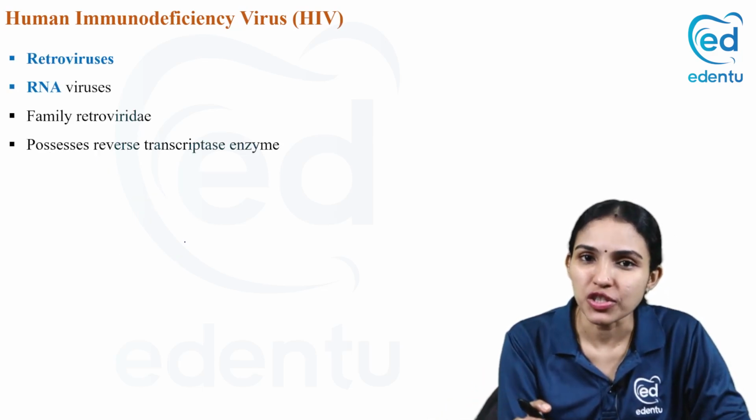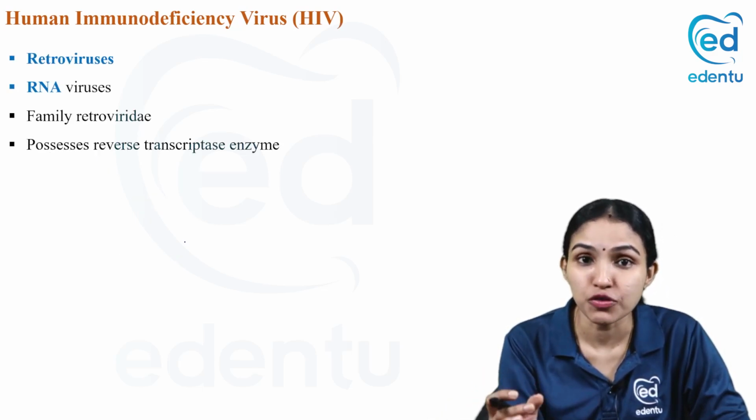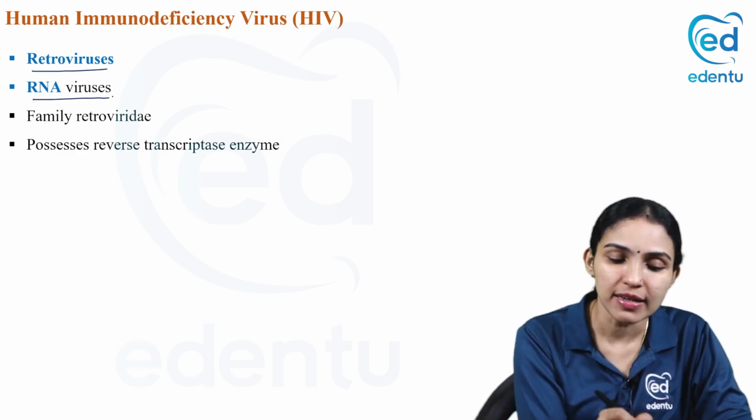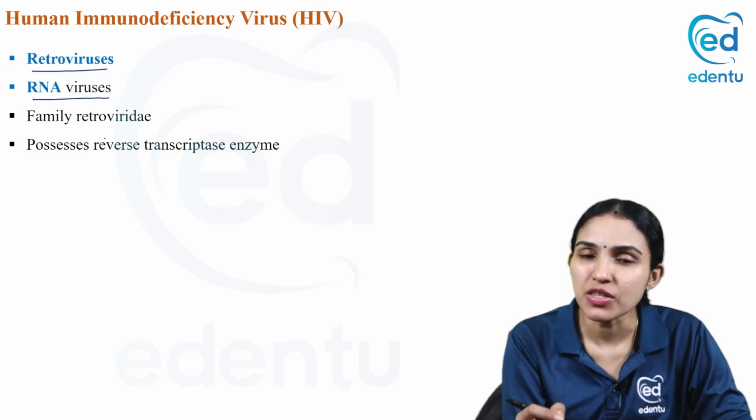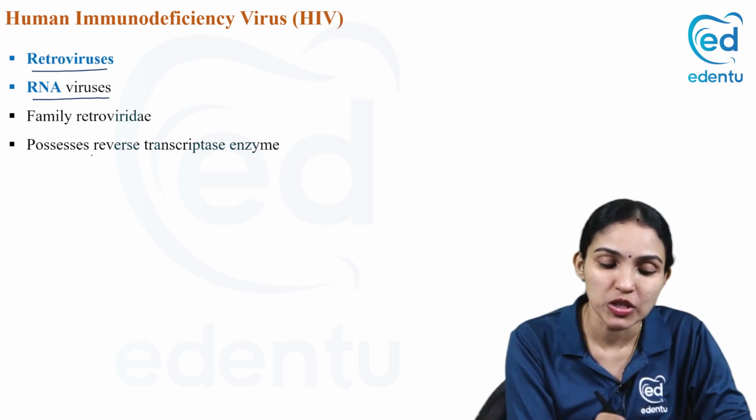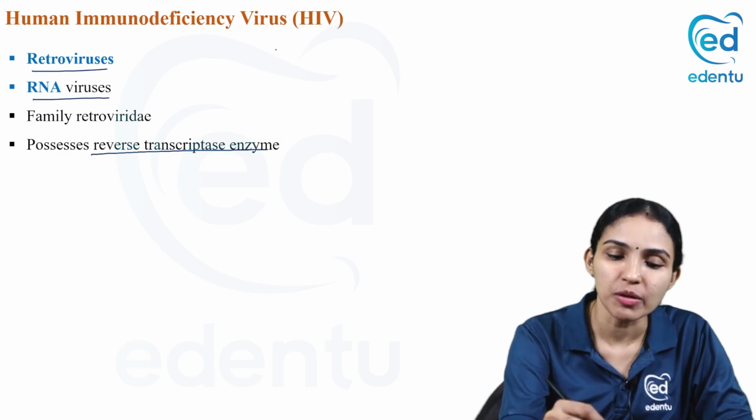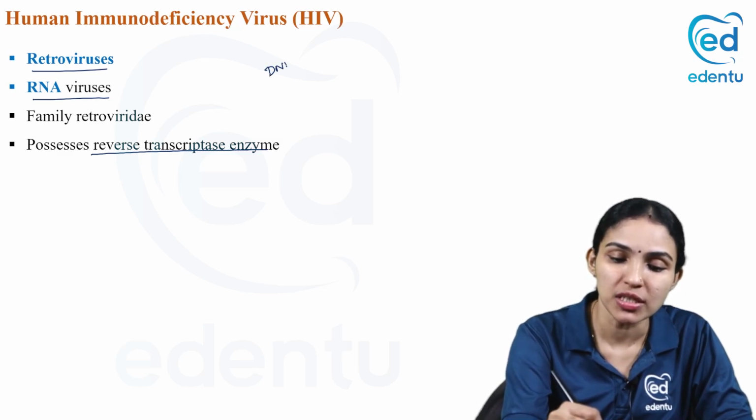When you say HIV, it belongs to the family Retroviridae. You commonly call them retroviruses. They are RNA viruses. And why do you call them retrovirus? Because they possess a special enzyme called reverse transcriptase enzyme. Normally we know what happens. What is transcription? DNA getting converted to RNA is transcription.